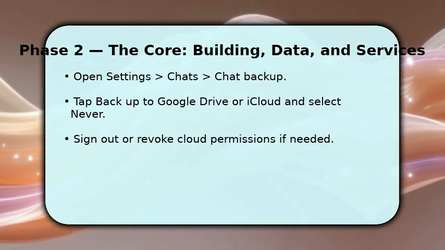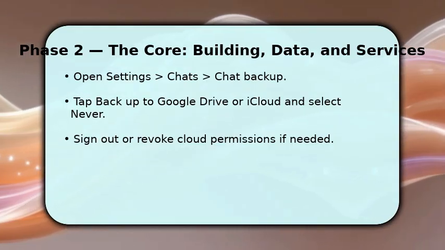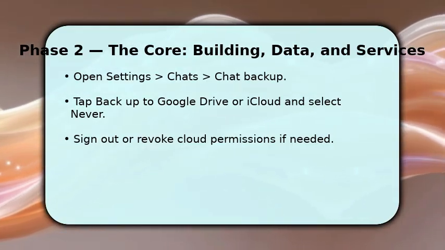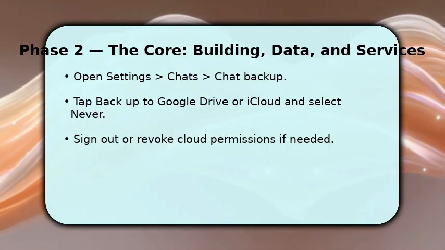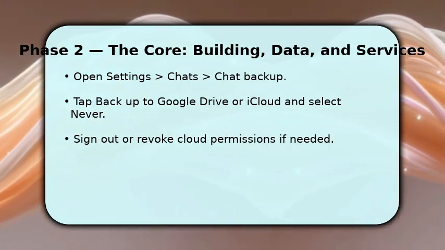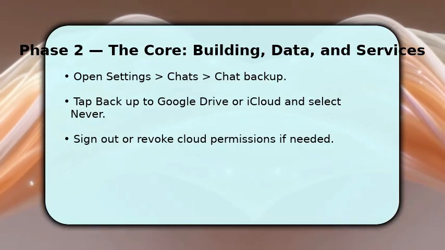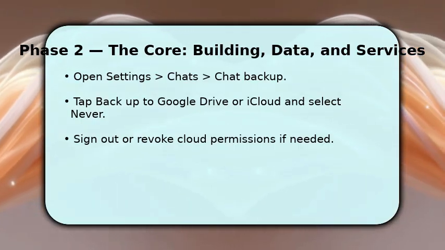Make sure to tap Account and pick None, or revoke WhatsApp access from your Google or Apple account settings if you want extra certainty. Once set, confirm by checking the last backup timestamp. It should no longer auto-update. This prevents chat media from being pushed to cloud storage.